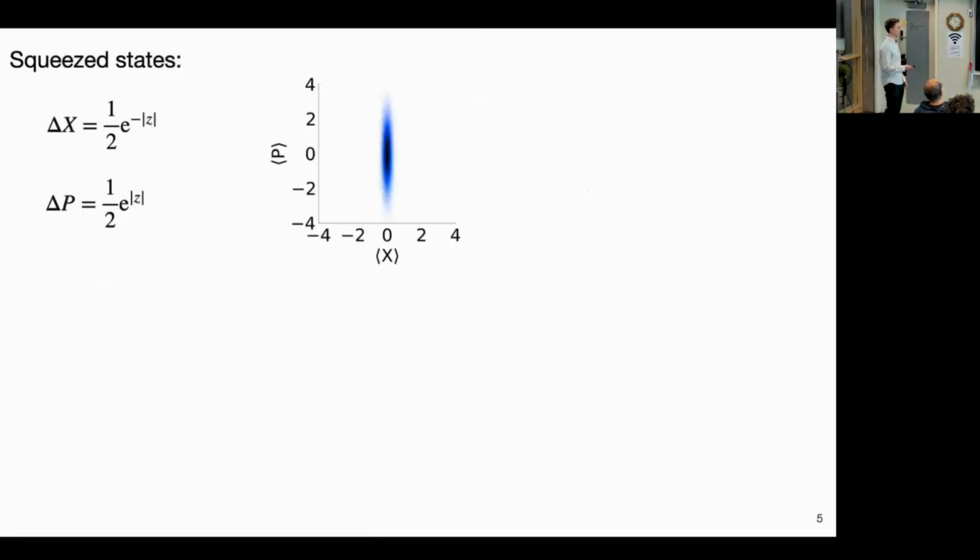Squeeze states in phase space have their uncertainty squeezed along, say, the x direction here for this particular choice. And to obey the uncertainty product, they're stretched in the orthogonal direction along p. The amount that it's squeezed is given by the squeezing amplitude, and the direction that the noise is squeezed is given by the squeezing phase. So here the squeezing phase is 0.